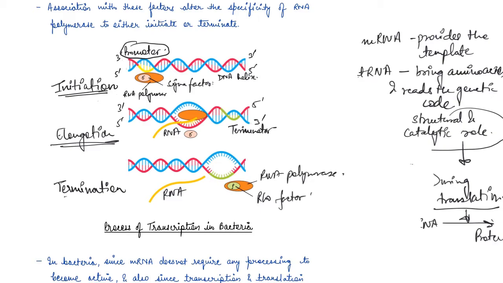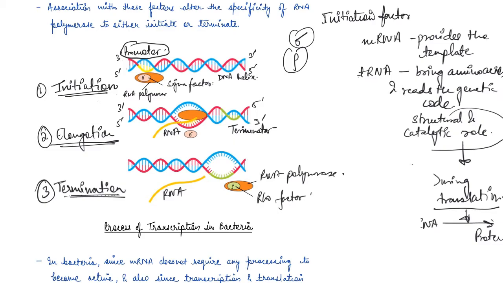So basically there are three steps in transcription: initiation, elongation, and termination, right? Now basically what is happening is that the RNA polymerase is only capable of catalyzing the process of elongation. It basically gets associated with some initiation factors. So this, sigma or rho that you are noticing, what are these? One is an initiation factor and the other one is a termination factor.